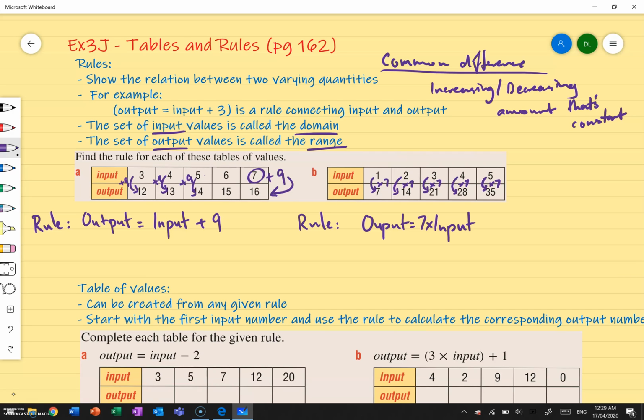Alright, so that's the idea. Or I could write input times 7, exactly the same thing. I can now go ahead and try to predict the next value. So if I had, let's say, 111, I know that my output is going to be 777 because I'm just timesing it by 7. So that's what the rule is for. Let's keep going.